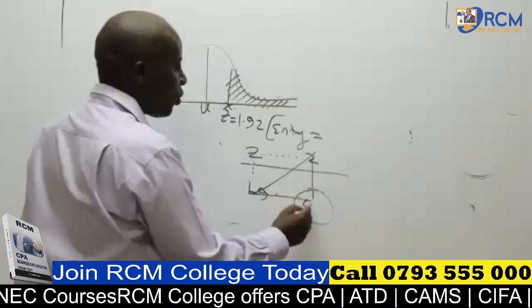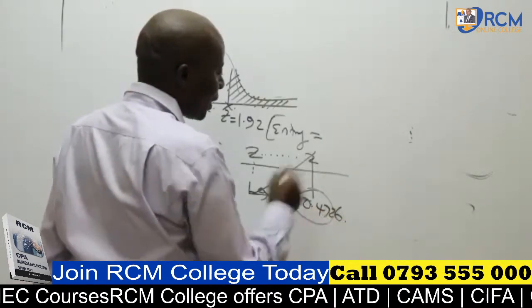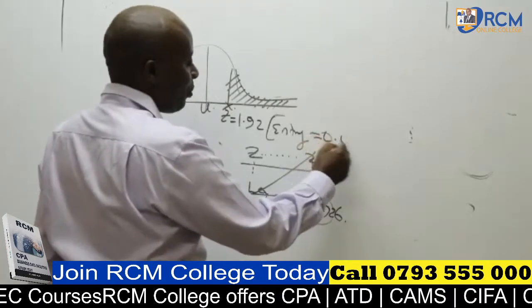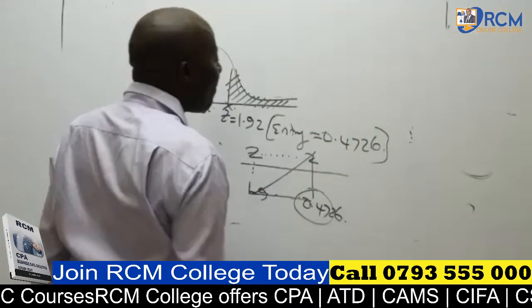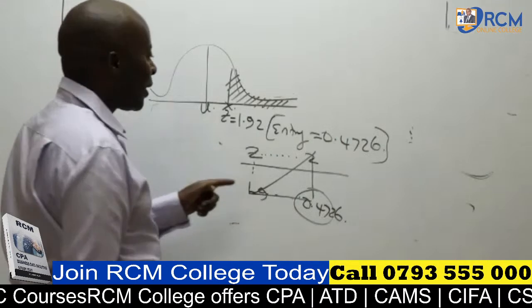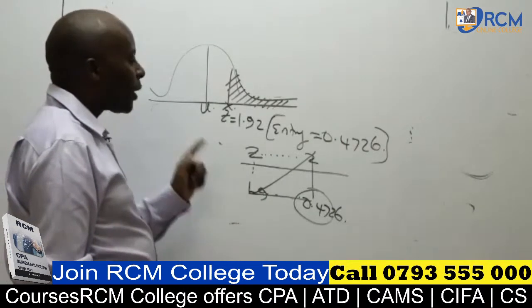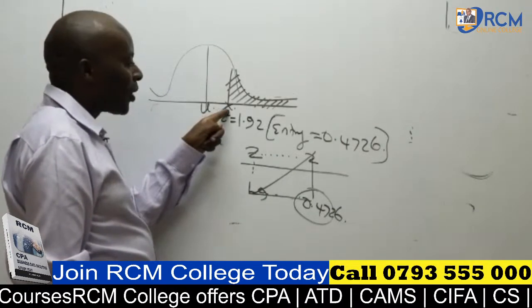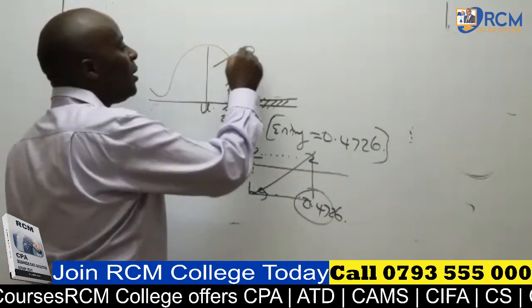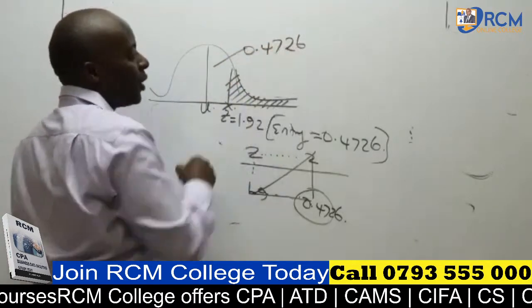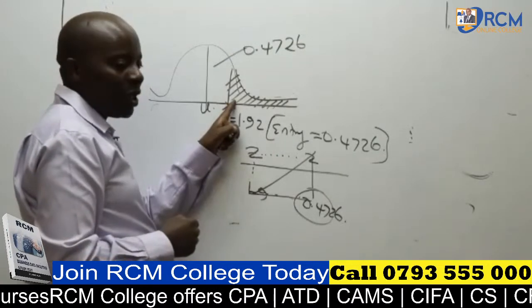So this is 0.4726. But now remember that the entry you have read is the area between what and what? It is the area between the mean and X. So whatever you have read here is 0.4726, and yet the examiner wants the shaded area.